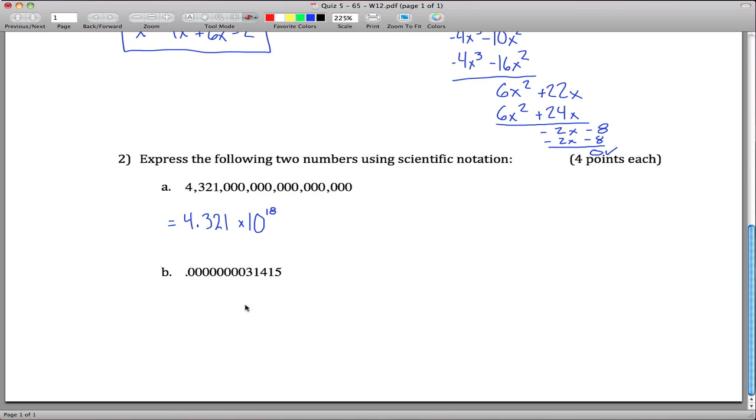Same idea down here. See the number that I want that's between 1 and less than 10: 3.1415. But I multiply that by 10. This time I'm moving the decimal place the other direction. Let's see, 1, 2, 3, 4, 5, 6, 7, 8, 9. So it's this times 10 to the negative 9. And these are your scientific notations. These are the answers for part 2. I guess that's the end of the quiz.